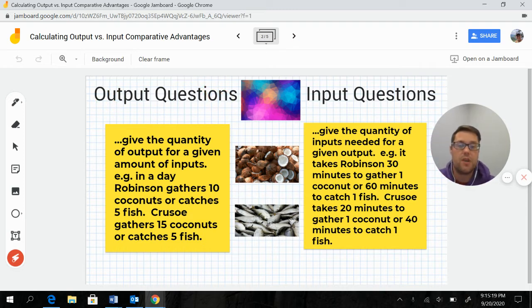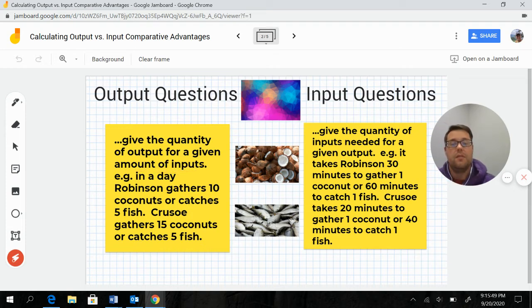These are probably the most common types of questions that we'll see for questions of this nature, but the input questions over here are sort of flipped, and you have to calculate them in a different way. And so they can trip you up pretty easily, and they can be somewhat confusing. So you have to know how to differentiate between these two when you read a question. So output questions give the quantity of output for a given amount of inputs.